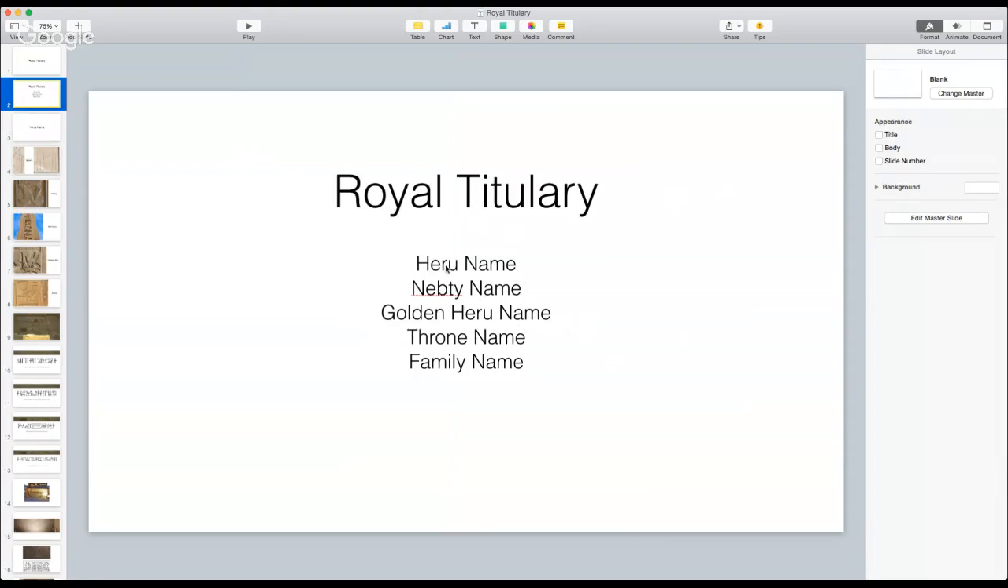Now the Heru name was contained inside what's called a Sorek. The word Sorek means to make known. The Sorek itself is a palace facade, like a duplication of a palace. The Nebti name, sometimes you may hear people call it the 2 ladies name because the word itself, Nebti, means 2 ladies.